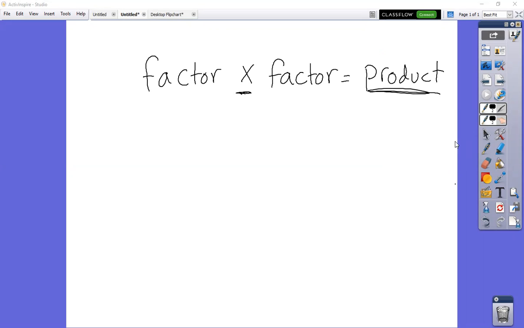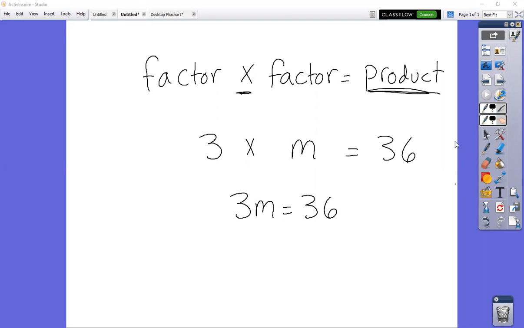So if we have a question that looks like this, 3 times m equals 36, that just means 3 times what equals 36? 3 times what equals 36, okay? Another common way that you could see this is 3m equals 36. This is probably how you'll see it on a test. 3 times m equals 36, so 3m equals 36, okay?